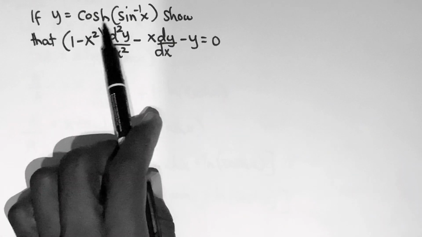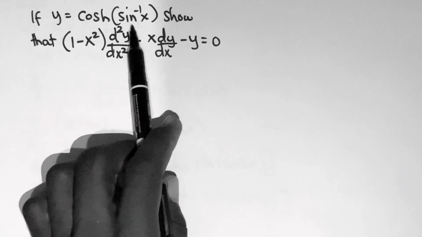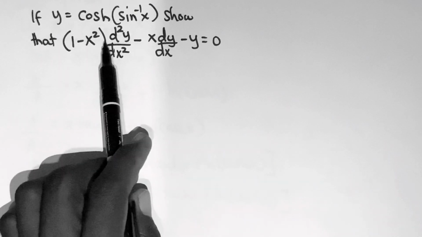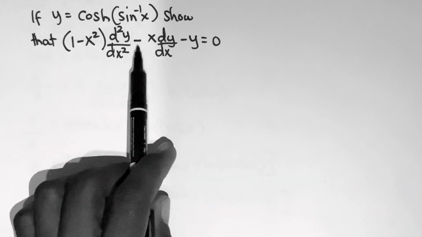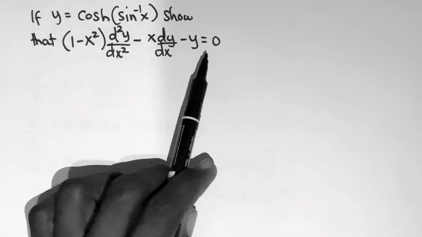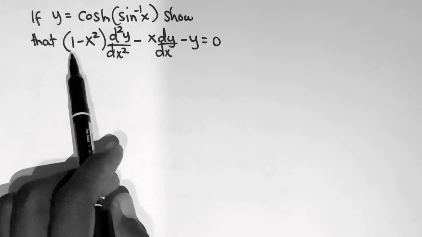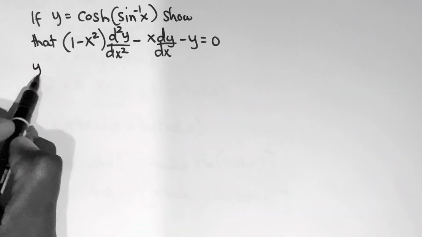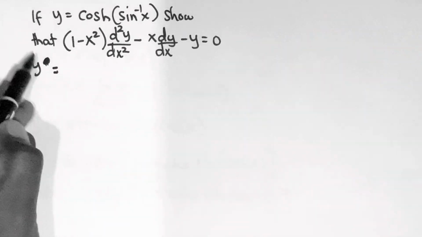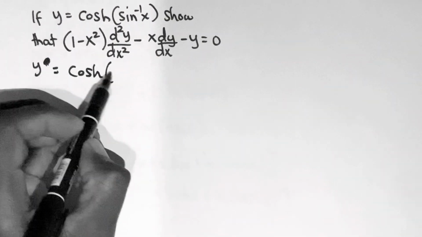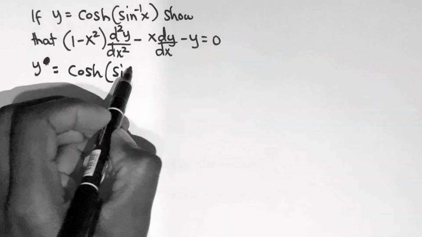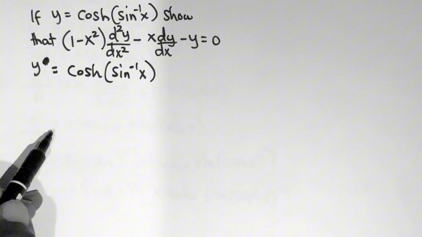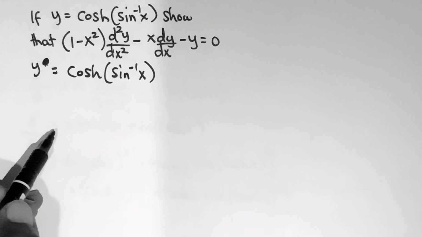If y is equal to cos, in brackets, sine inverse of x, show that, in brackets, 1 minus x squared d squared y dx squared minus x dy dx minus y is equal to 0. So this looks like a differential equation. However, this is y. y is equal to cos, in brackets, sine inverse of x. So the first thing is to find y prime.